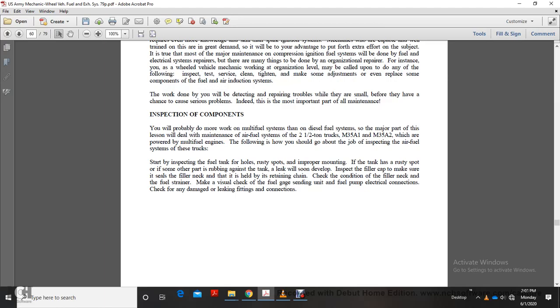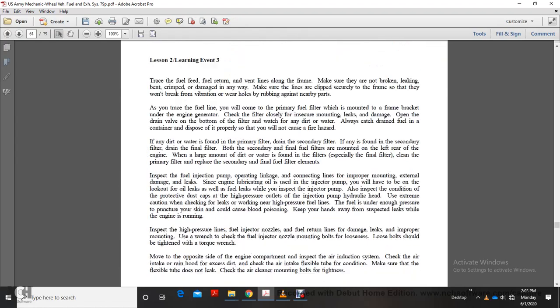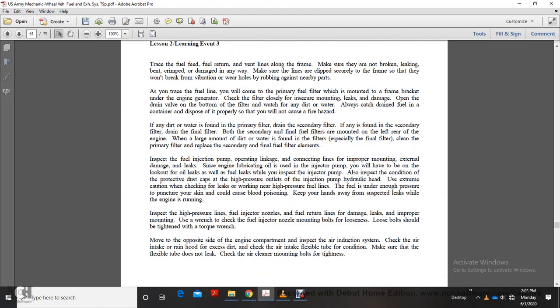Fuel stains might be visible. Check the fuel gauge sending unit and the fuel pump electrical connection. Check for any damaged or leaking fittings or connections. Trace the fuel feed and fuel return vent lines along the frame. Make sure that they are not broken, leaking, bent, crimped, or damaged in any way. Make sure that the lines are clipped securely to the frame so that they won't break from vibration or wear holes from rubbing against nearby parts.